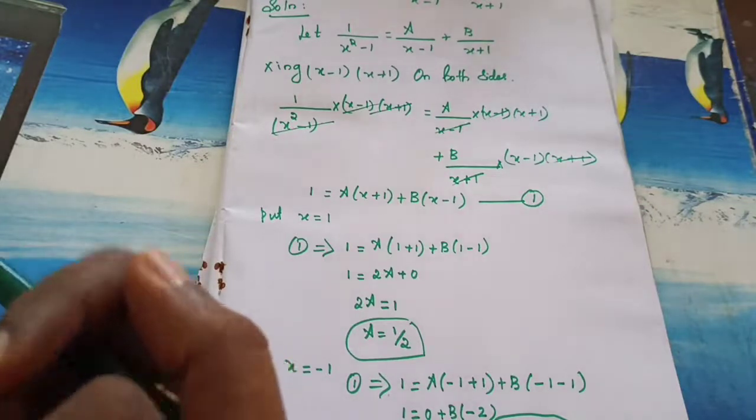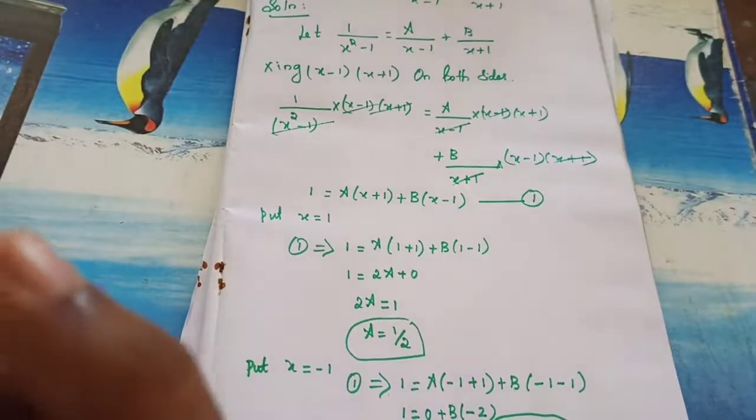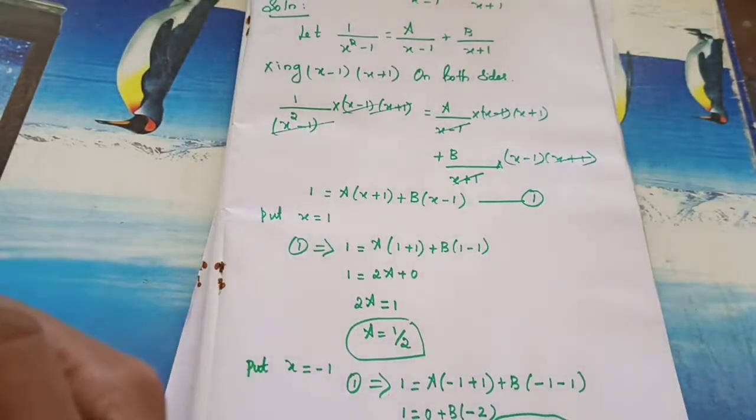Non-repeated means how will you split? A by, b by. Okay. If there are 3 factors, we will split as a by, b by, c by. Okay. Understand? This is the first model. I hope you got a good idea. Yes, very easy. Okay. So let's move to the next question.